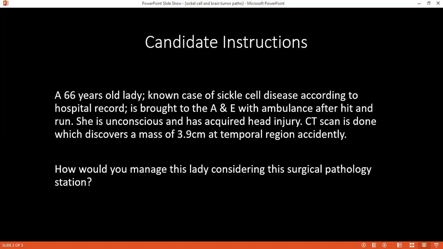So, one last question. After biopsy, the patient's wound is not healing and it has become infected. What is the most common organism to find? Staph aureus. Very good. Thank you.